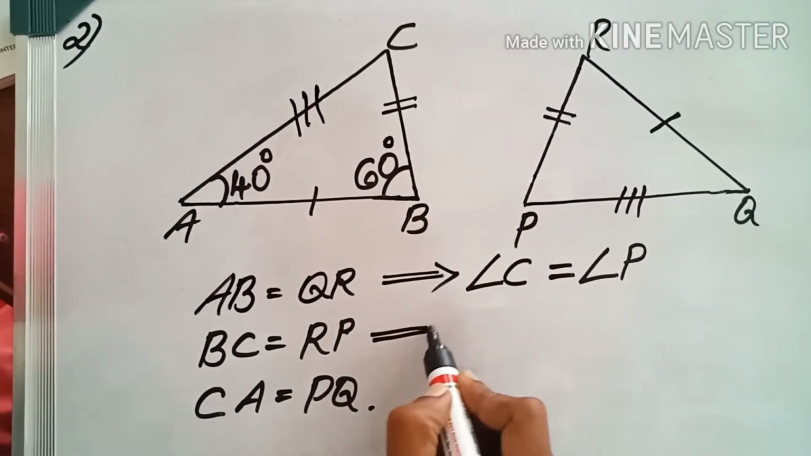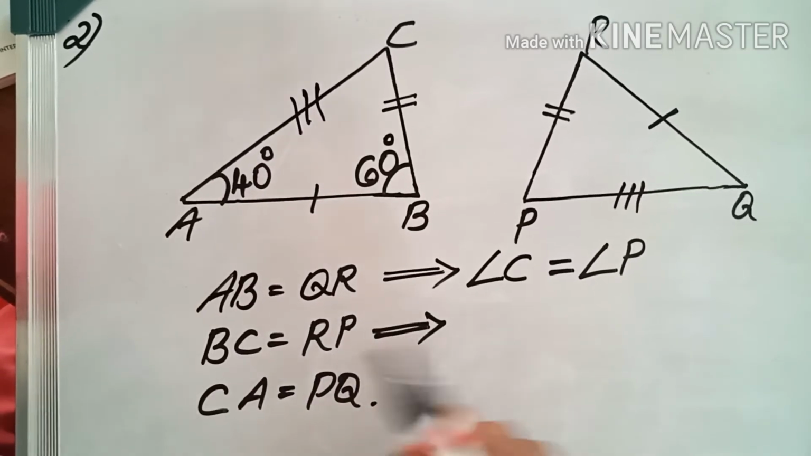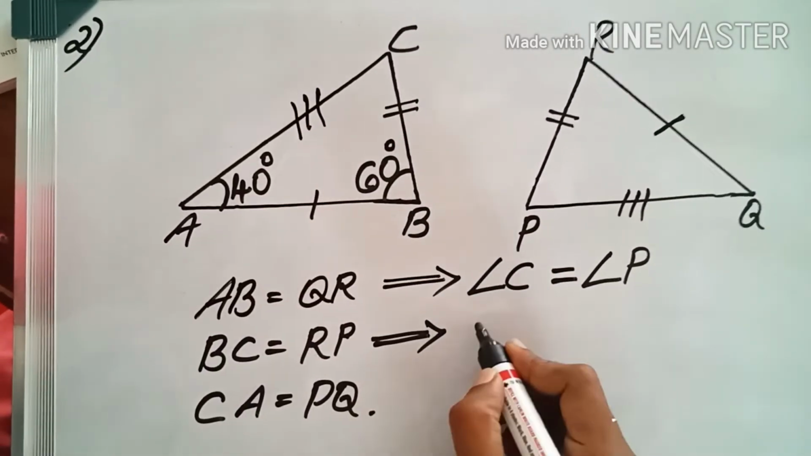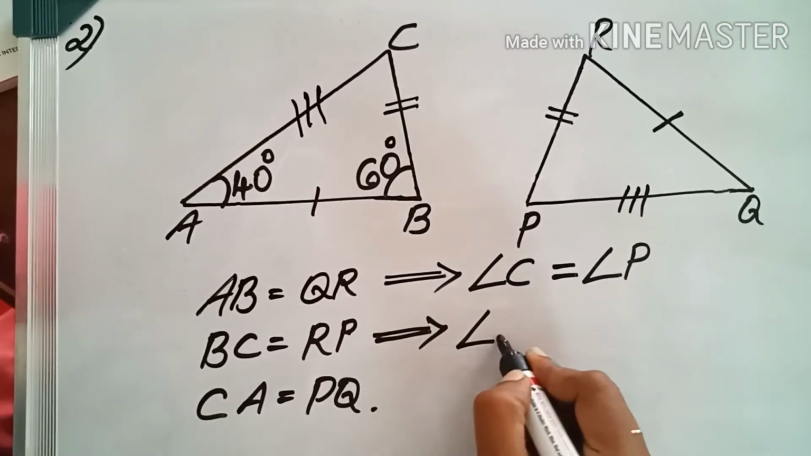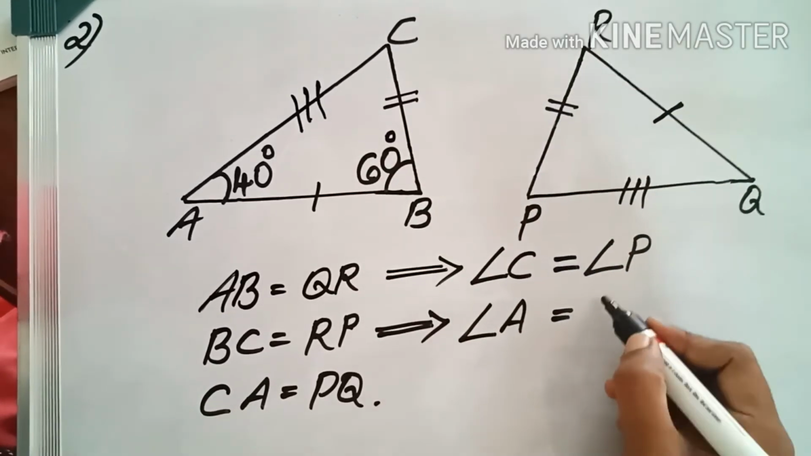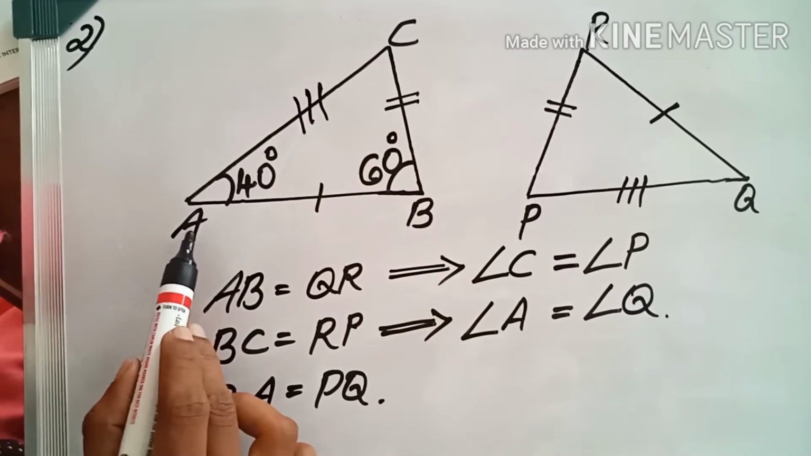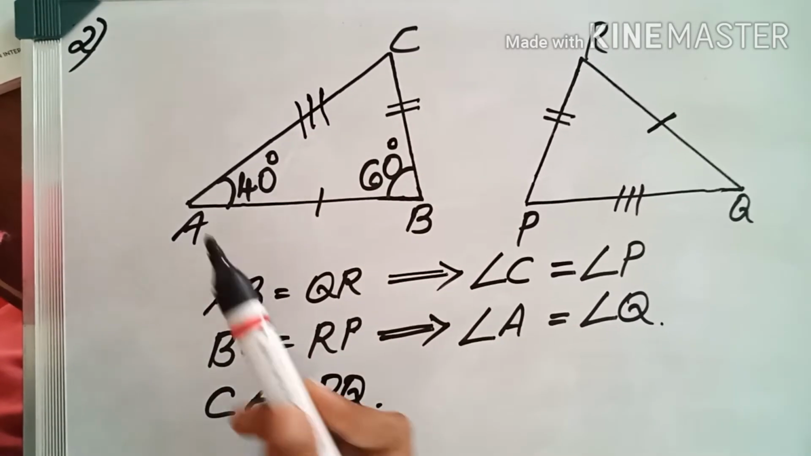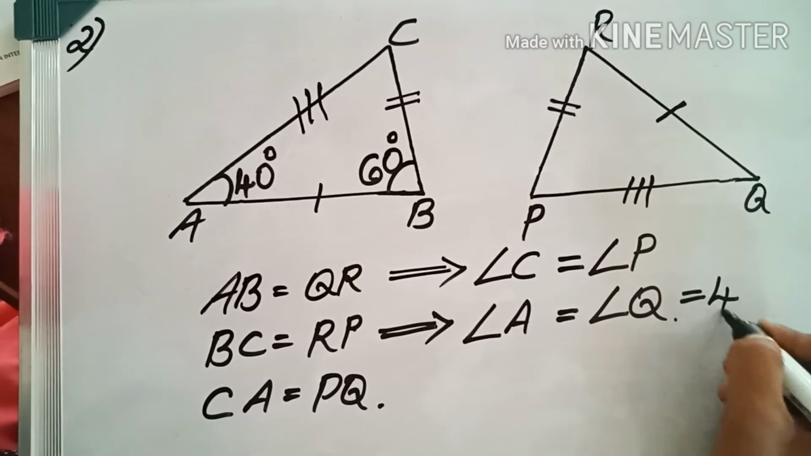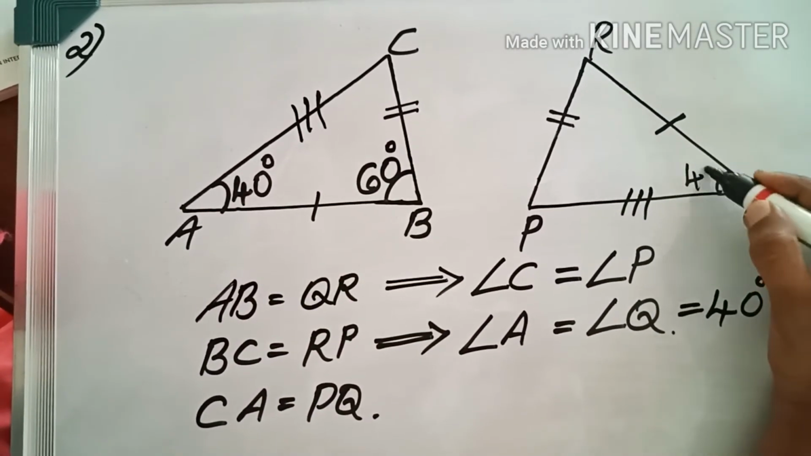Now for the second side, BC equal to RP. BC's opposite angle and RP's opposite angle will be equal. BC's opposite angle is angle A. So angle A equals RP's opposite angle. RP is here. Its opposite angle is angle Q. So these two will be equal. And it is given angle A is 40 degrees. Since angle A is 40 degrees, angle Q will also be 40 degrees, because these two are equal. So here 40 means here also 40 degrees.